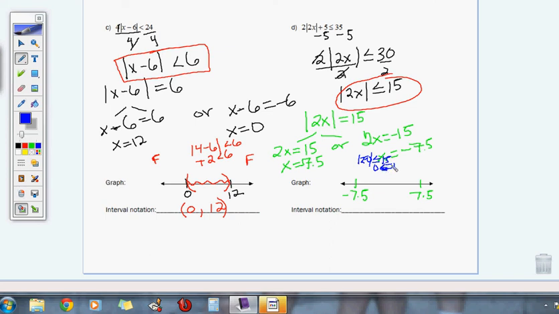Sorry, I wrote that wrong. Less than or equal to 15. I'm getting a little sloppy here at the end. Sorry about that. 0 is less than or equal to 15. So that's a true statement. So this is a true region in here.